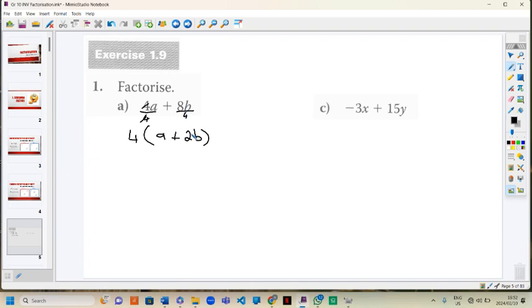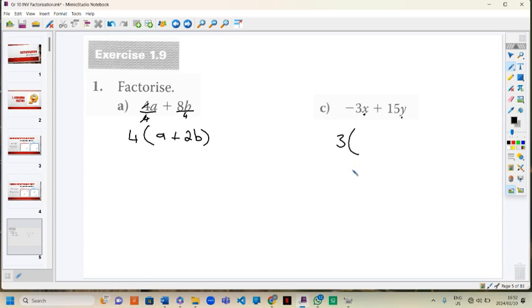Okay, right, and the same thing here. What's common in 3 and 15? Any numbers that can go into 3 and 15? Good, 3. If I take out a 3, look at the letters. There's an X, there's a Y. Is there anything common there? No. So I can open up my bracket.